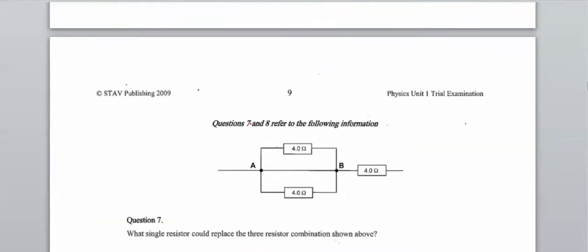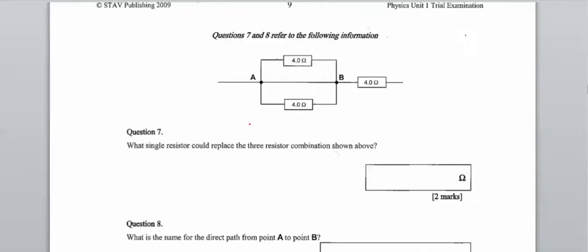Moving on, questions 7-8 refer to the following. Well, we've just done that question, so I'm not sure why that's a repeat. But I'm pretty sure with this one, they're making the assumption that this is just a wire which has no resistance. So what single resistor could replace this would be simply a 4 ohm resistor.